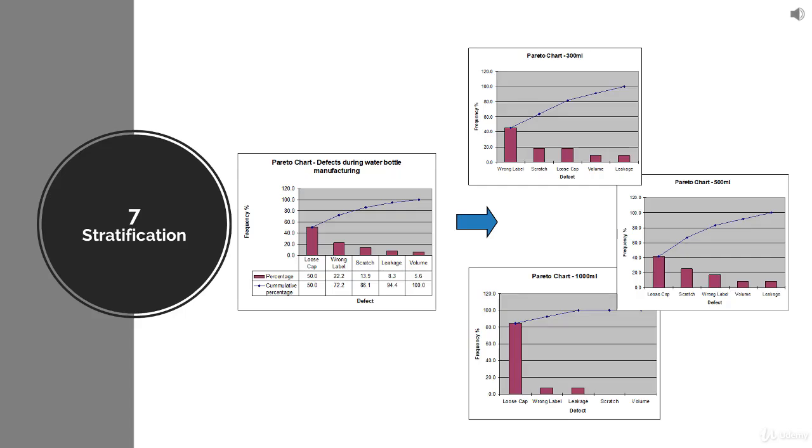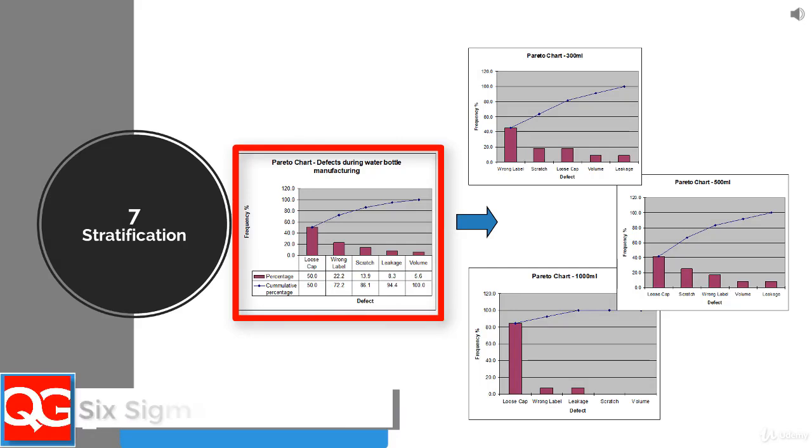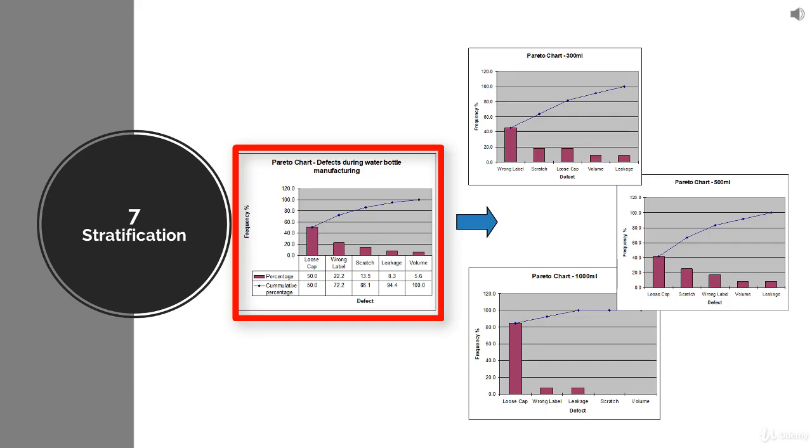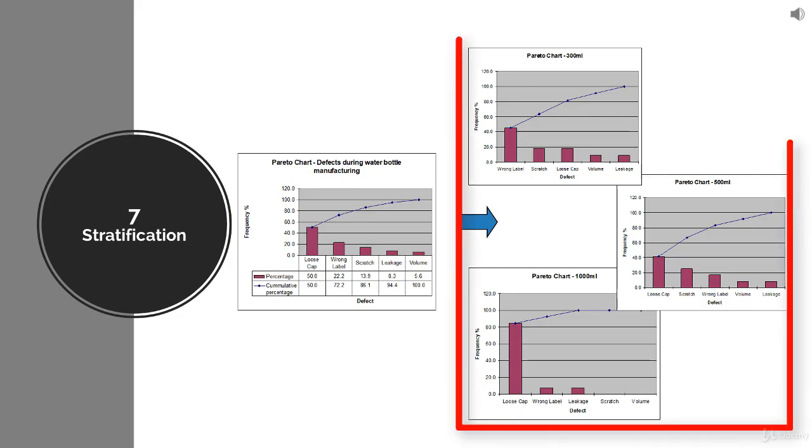On the left side, if you see, this is the Pareto chart which we plotted earlier, and based on that we concluded that working on loose caps and wrong labels, if we remove these two problems, 72% of problems will be resolved. But once we split that into different categories, different types of bottles, 300 milliliter bottle at the top, 500 milliliter bottle in the middle, and 1000 milliliter bottles at the bottom.